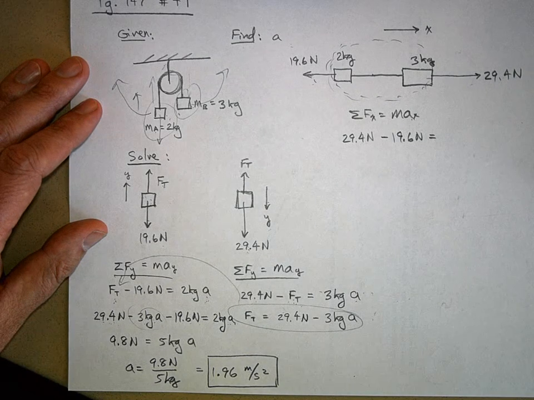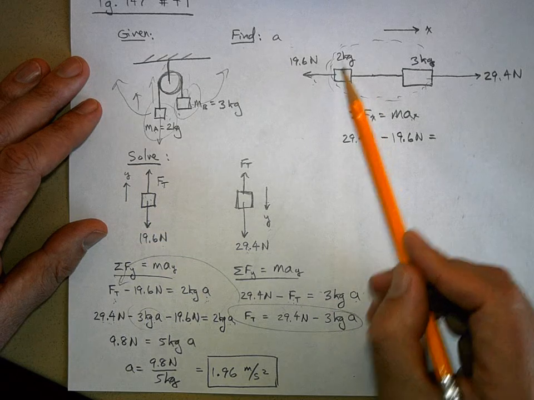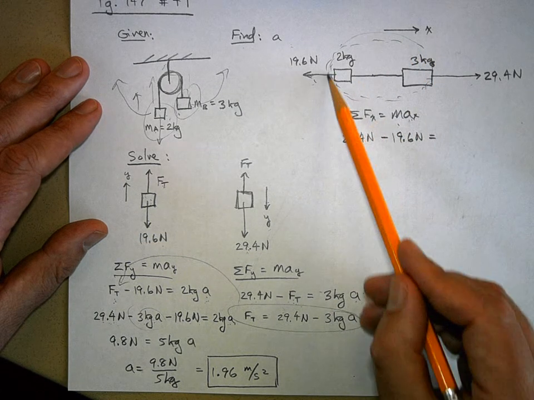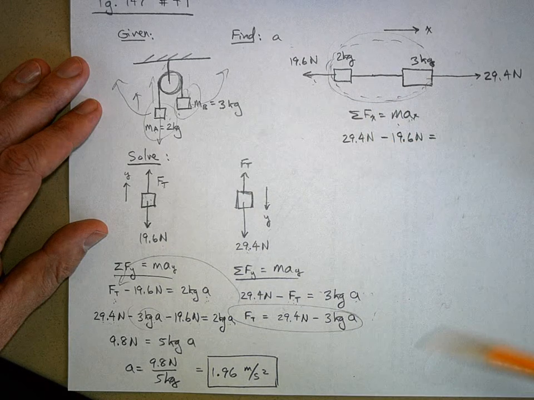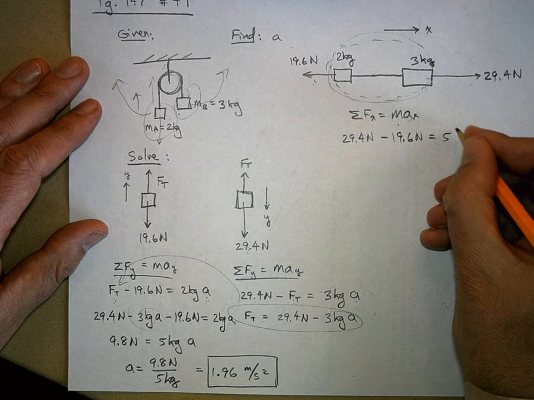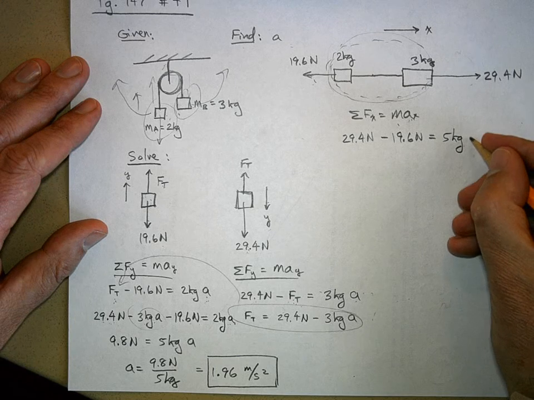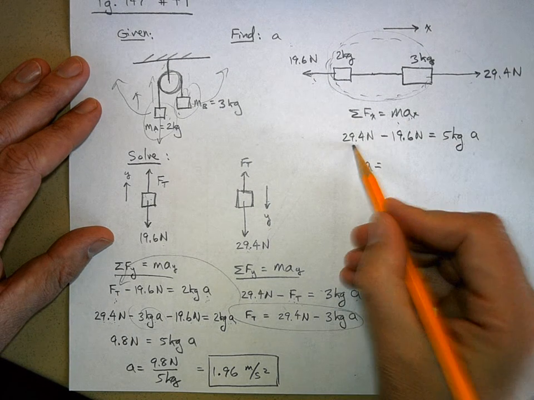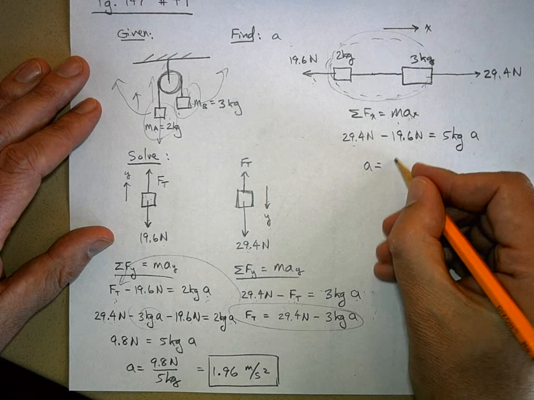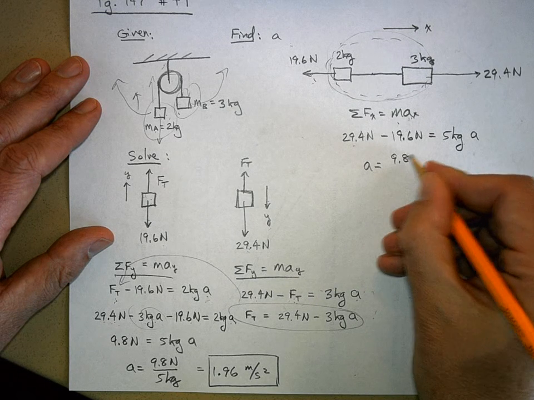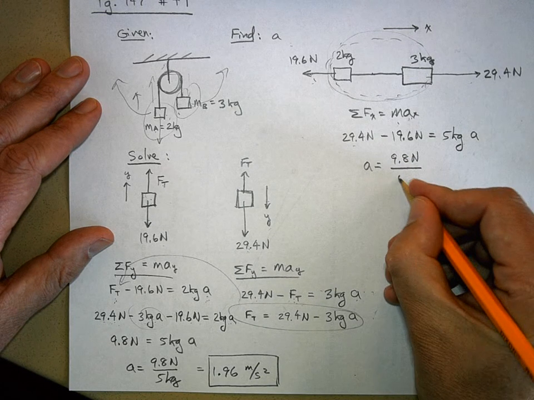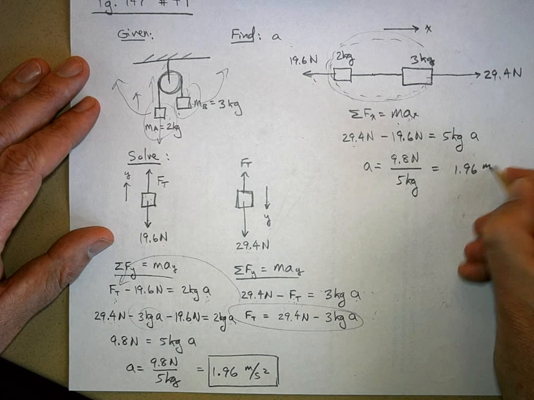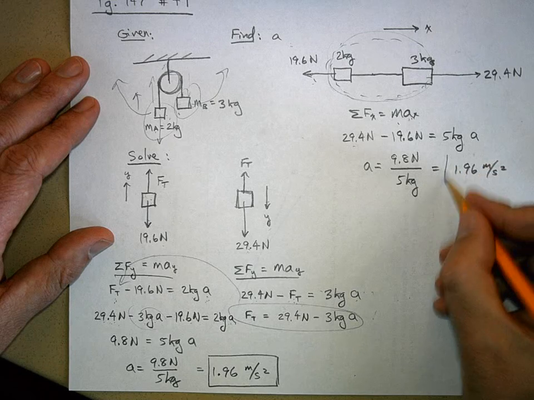It's 5. Because look, this mass is the mass of everything that's being accelerated. Well, I've got 5 kilograms being accelerated here. So this is 5 kilograms times a. And so now I get a equals, well, this is going to be 9.8 newtons divided by 5 kilograms of mass, and I get the 1.96 meters per second squared that I got doing it the long way.